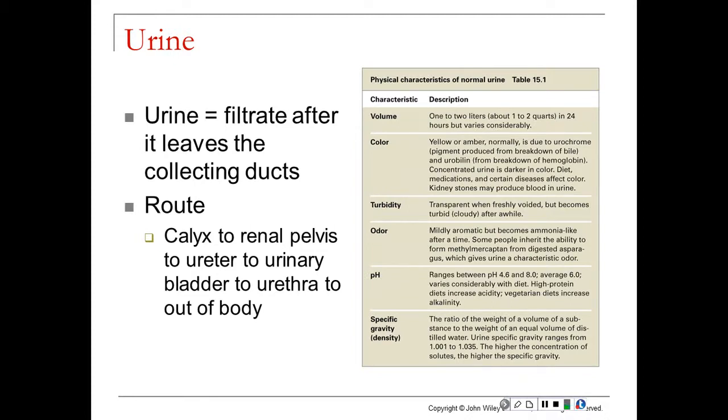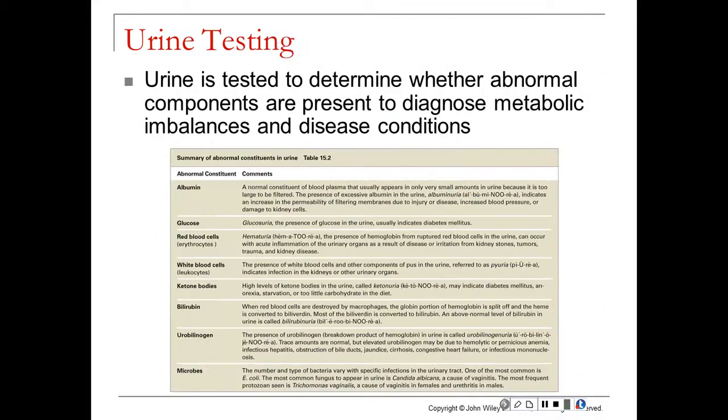And there's also a density or specific gravity of urine. That's basically the ratio of the weight of a volume of a substance to the weight of an equal volume of water. The specific gravity of urine ranges from about 1 to 1.035. The higher the concentration of your urine, the higher that specific gravity.